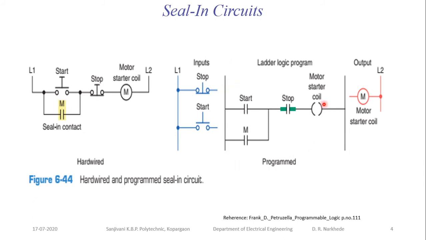Now this is the actual program which we are going to put into the PLC. I have placed one start button which is NO type, and one stop button which is NC type. This is my motor coil, and the auxiliary contact of this motor coil, M, is connected in parallel with the start button. When the start button is pressed, the coil gets energized, its auxiliary contact closes, and the motor starter coil remains energized through the auxiliary contact M and the stop.